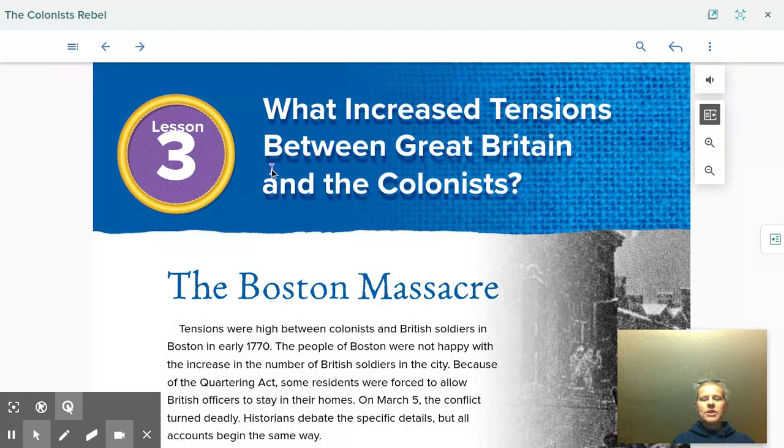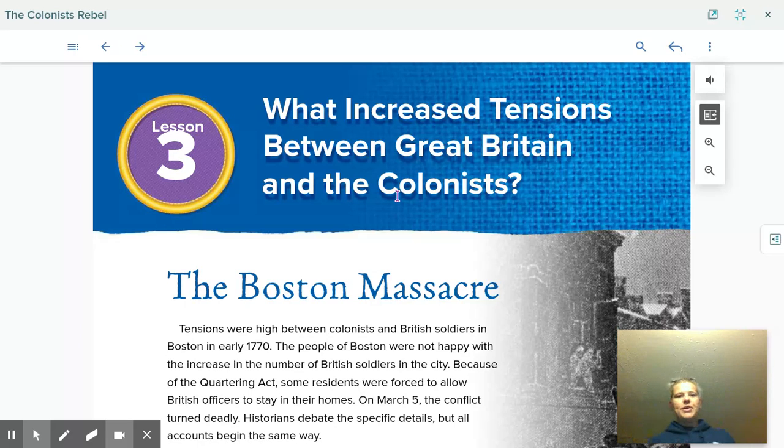All right, so our essential question for this lesson is what increased tensions between Great Britain and the colonists? So what made them butt heads a little more? What made them a little bit angry at each other? So let's start with the Boston Massacre.